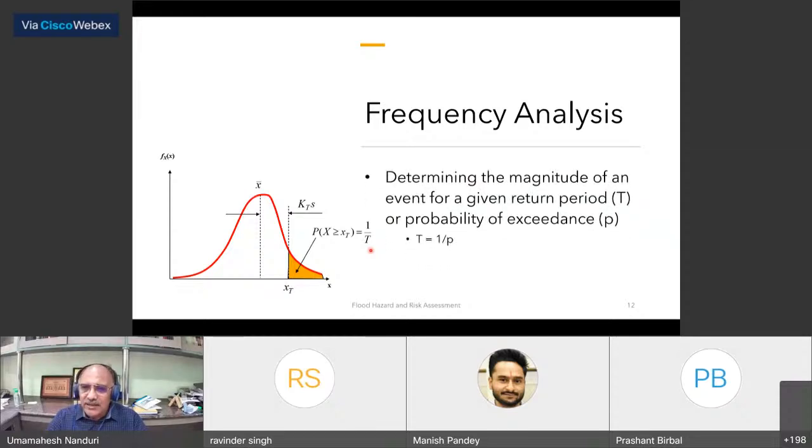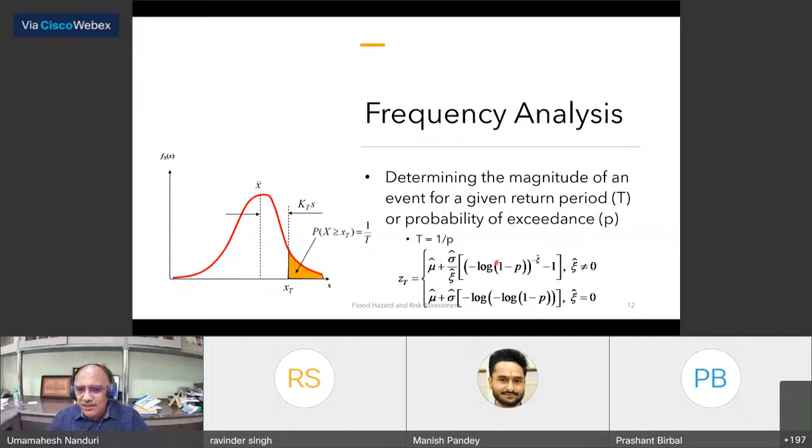Or we can find it analytically, like for example, I'm giving it for the general extreme value distribution. In the case of your Gumbel distribution, you can say mu plus sigma into minus log of minus log of 1 minus p, where p is equal to 1 by T. Okay, so this is how we do the frequency analysis.